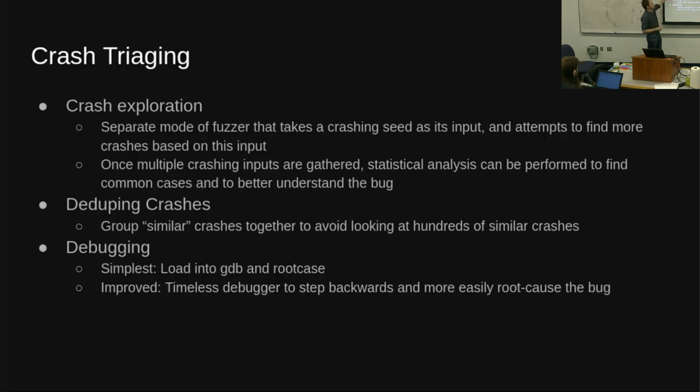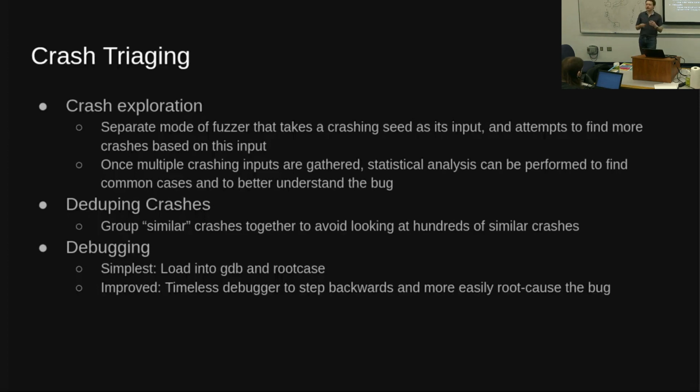With this, you just give the fuzzer a crashing seed as its input, and you put it into this crash exploration mode. It's basically just going to run the target with this input and try to generate a lot more inputs that cause a very similar crash. So why would you do that?